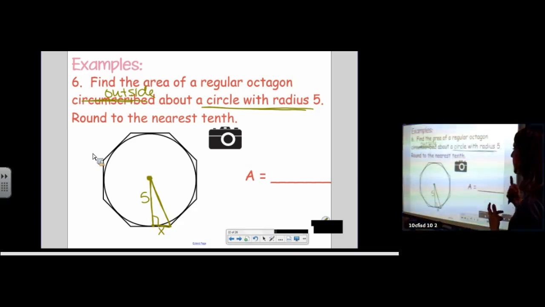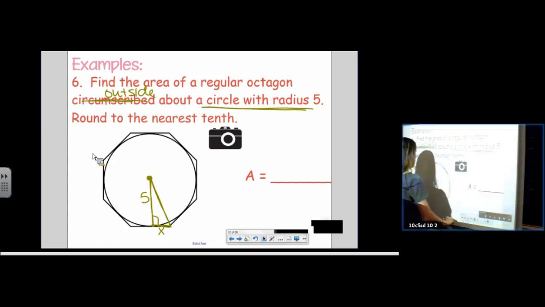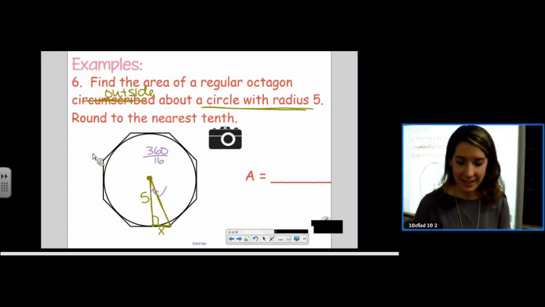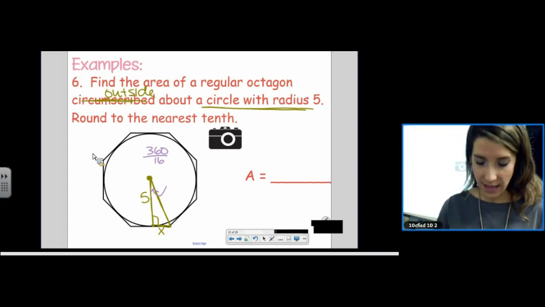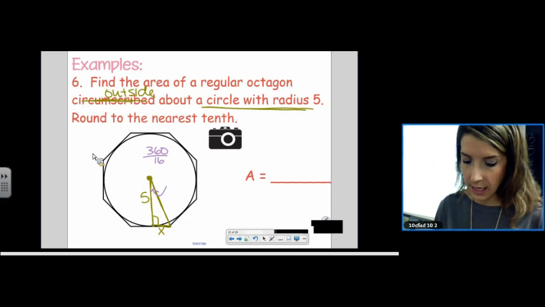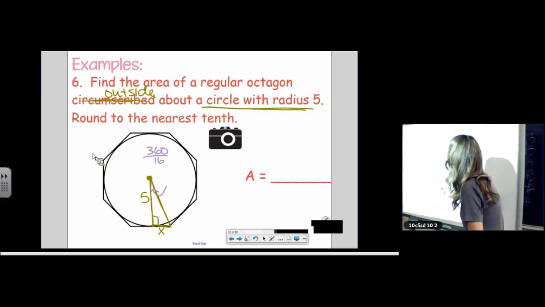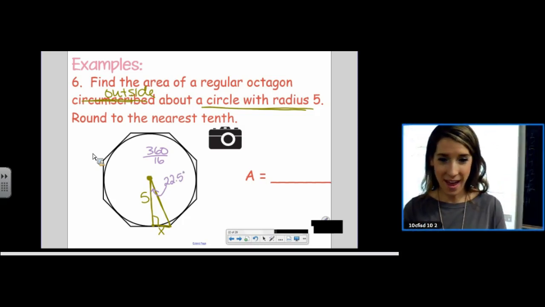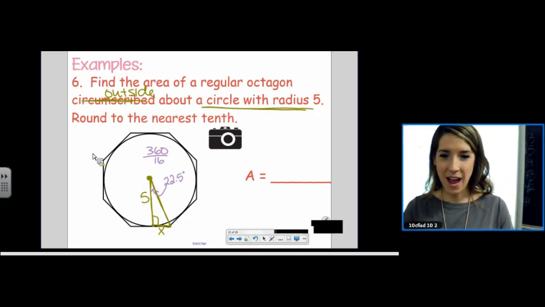All right. This is a trig problem because it's not special. So we need to find this angle right here. The way that we're going to do that is 360 divided by 16. Because an octagon has 8 sides and there's 2 triangles per side. So 360 divided by 16, and we get 22.5. Don't be alarmed that it's a decimal. It's okay. All right, trig time.